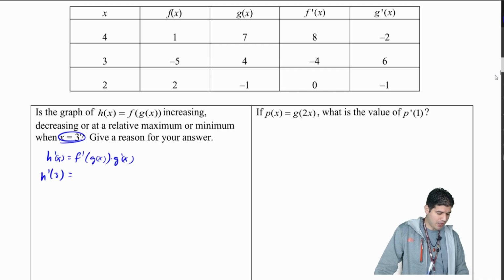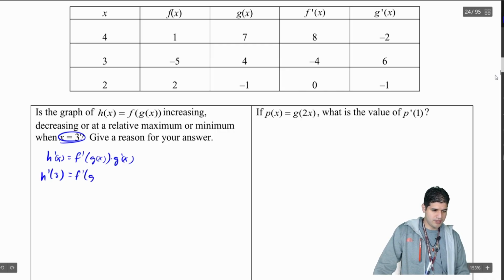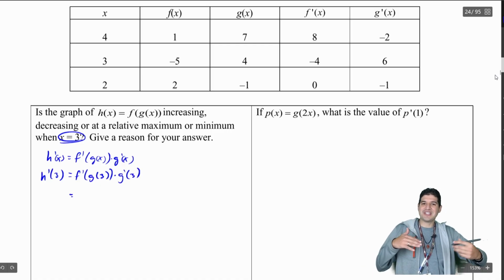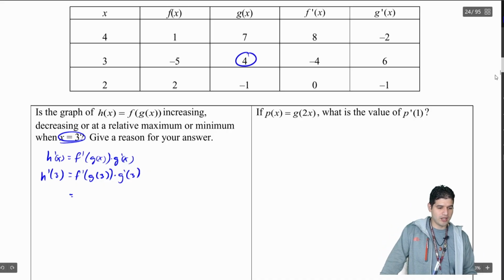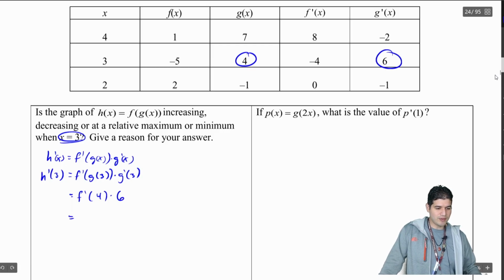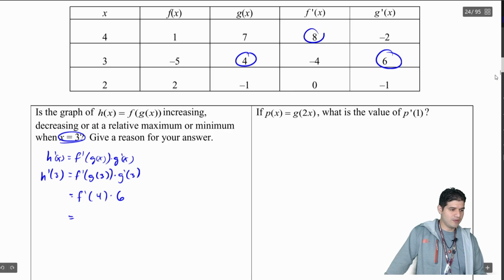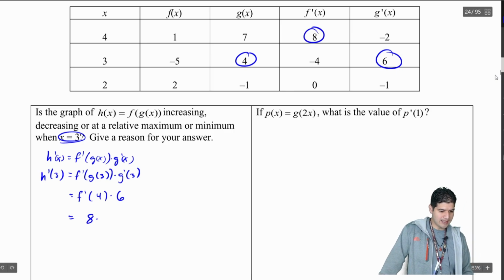All right, so f prime of g of 3 times g prime of 3. And this is where using these tables gets a lot of fun. So let's find g of 3 real quick. That's going to be 4. So really I want f prime of 4. And then g prime of 3, that's going to be 6, so times 6. All right, so what is f prime of 4 now? Well, that's 8. So I get 8 times 6, which is 48.